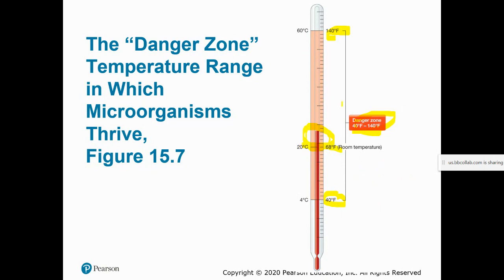It would be a moist environment, and it would be a warm environment. Cooked food can also become an environment in which microorganisms can grow and reproduce. So once we cook a food, that's why it's always important to put it in the refrigerator once you're done eating it, because the refrigerator is generally below 40 degrees Fahrenheit.